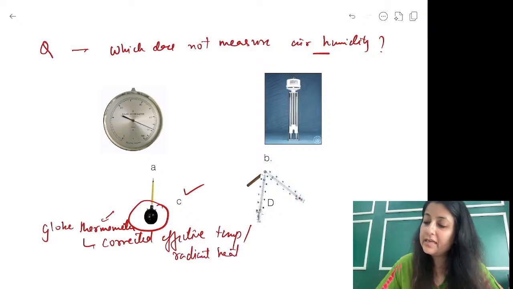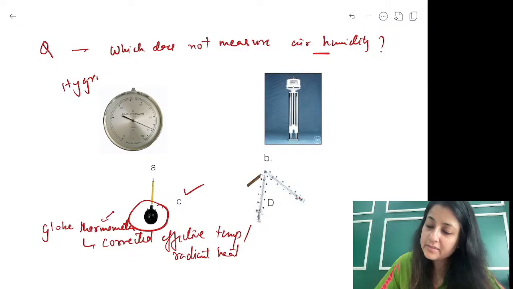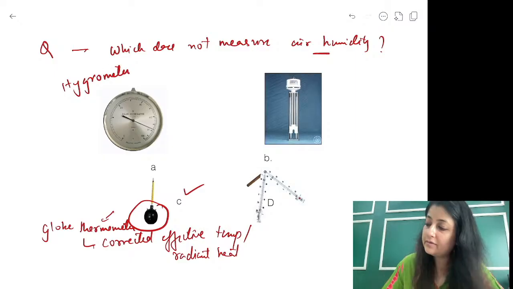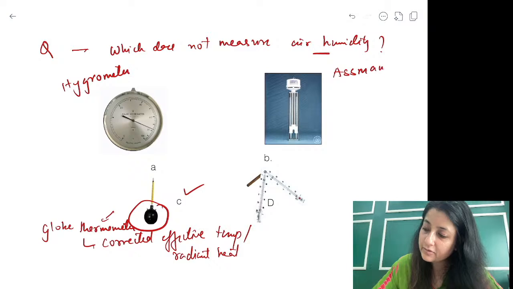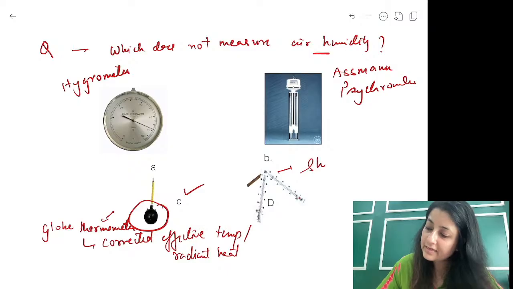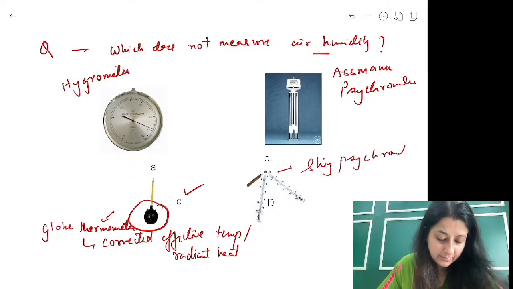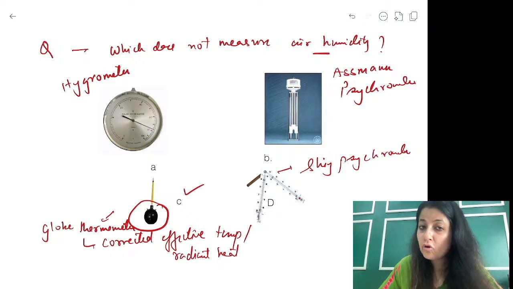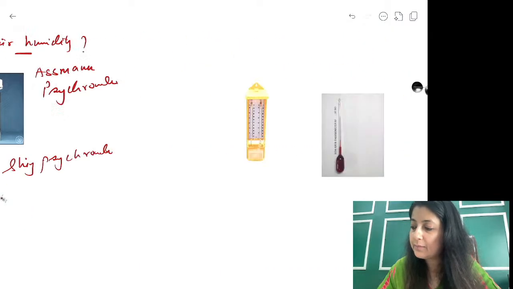What are the air humidity equipments? This one. This is hygrometer. This one. This is Assman psychrometer. This one right here, sling psychrometer. Globe is temperature, corrected effective temperature.